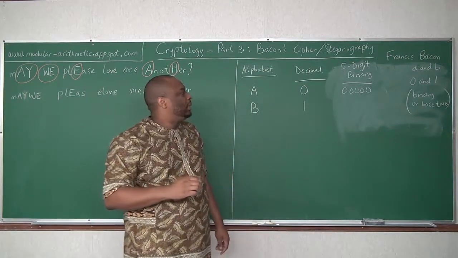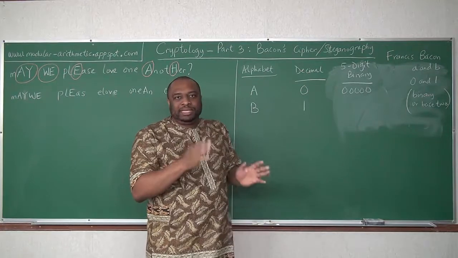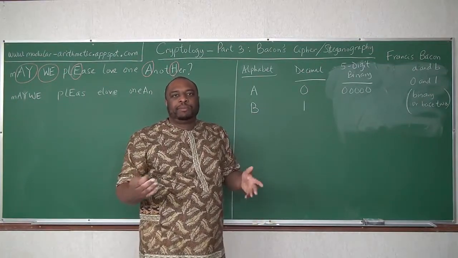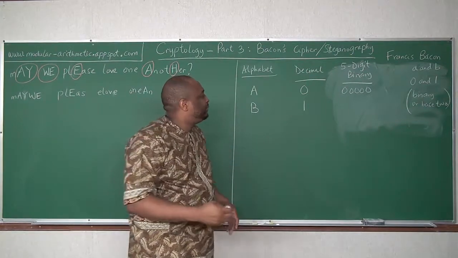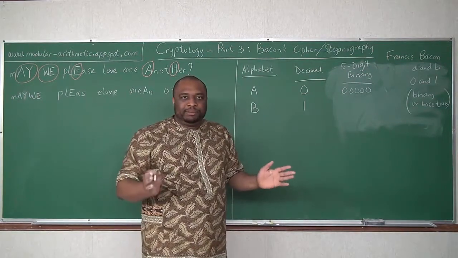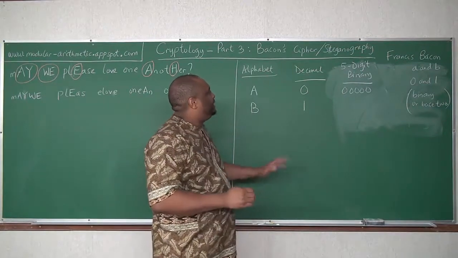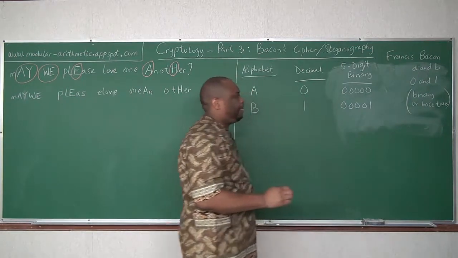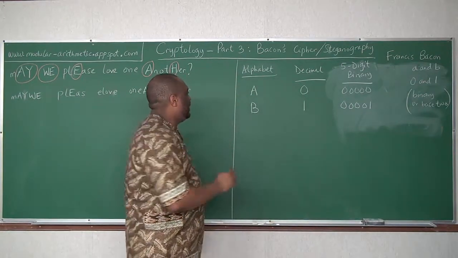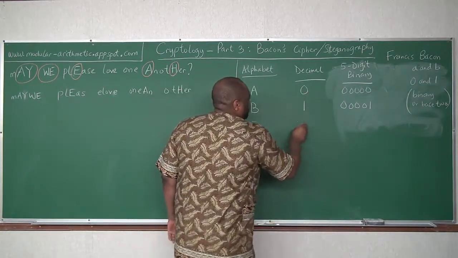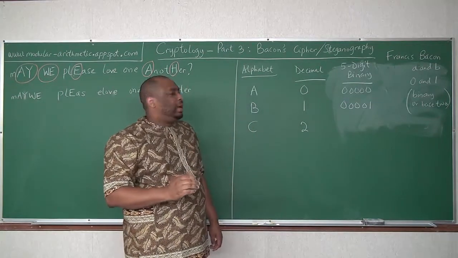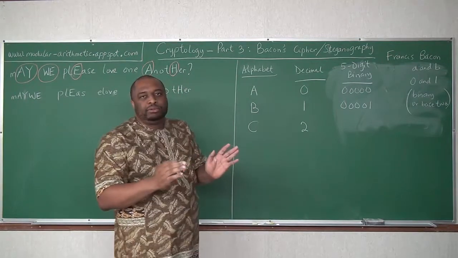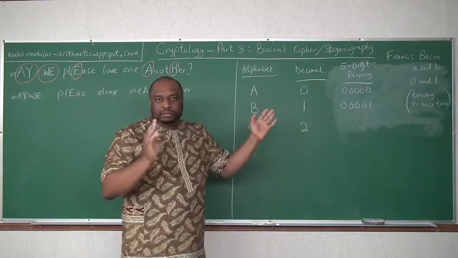Now B is 1, and 1 decimal, to convert 1 to base 2, because in base 2 zeros and ones are the only acceptable numbers. So 5-digit binary will be 00001. Now your C is 2, and then you want to convert 2 in base 2. So 2 in base 2, you have to convert that.